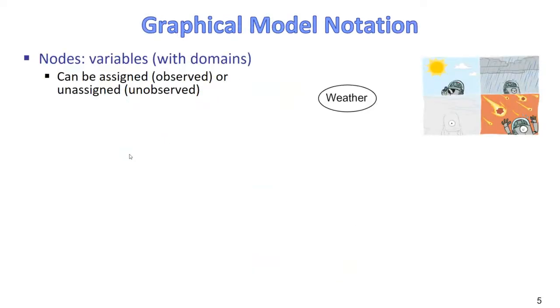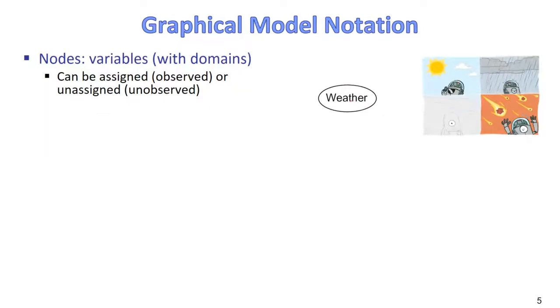Now, what is the notation of the graphical model? Again, Bayes nets, sometimes called Bayesian networks, are also called graphical models. All of these things are the same. In graphical models or in Bayes nets, we have nodes, like weather here.